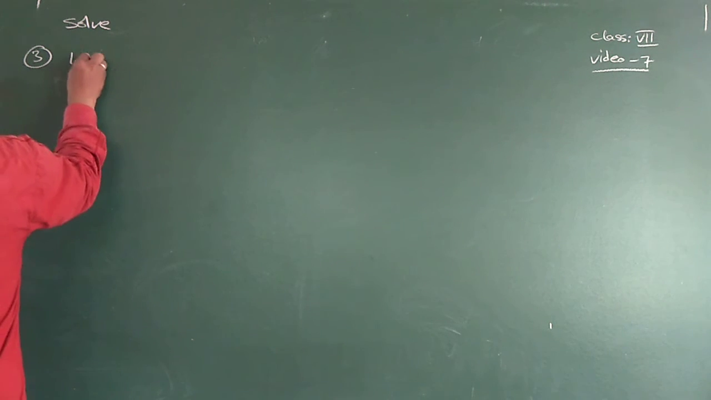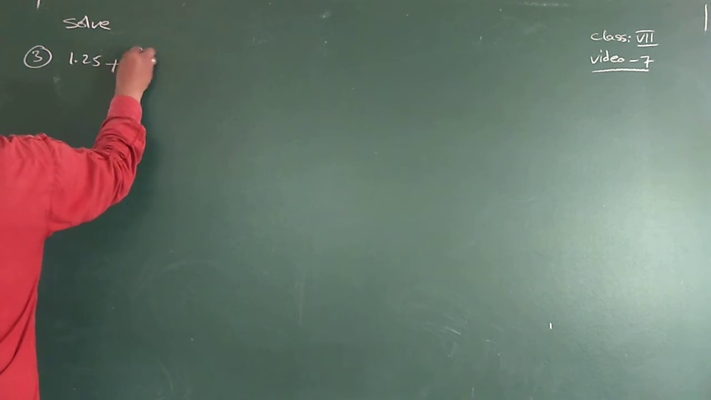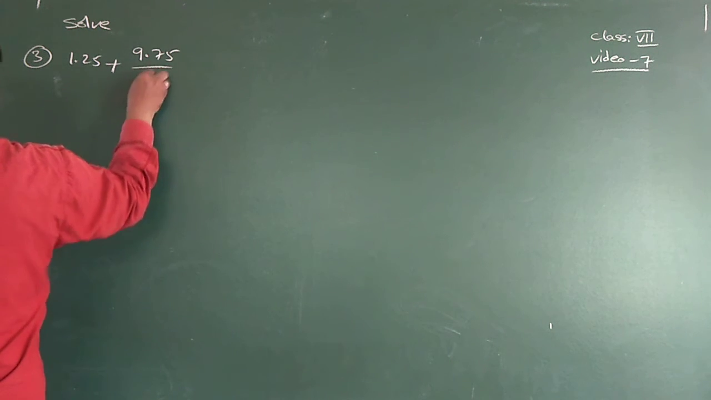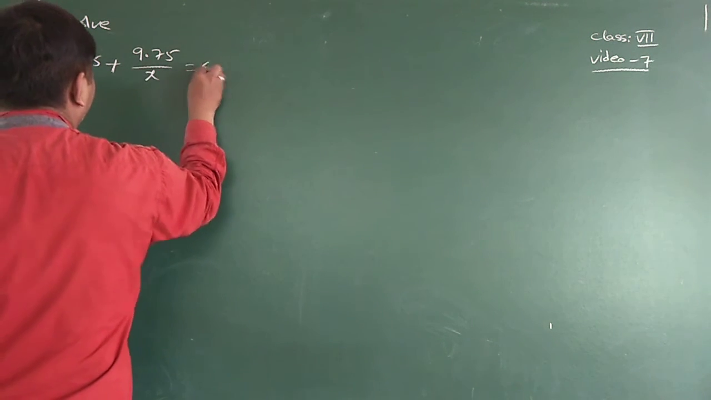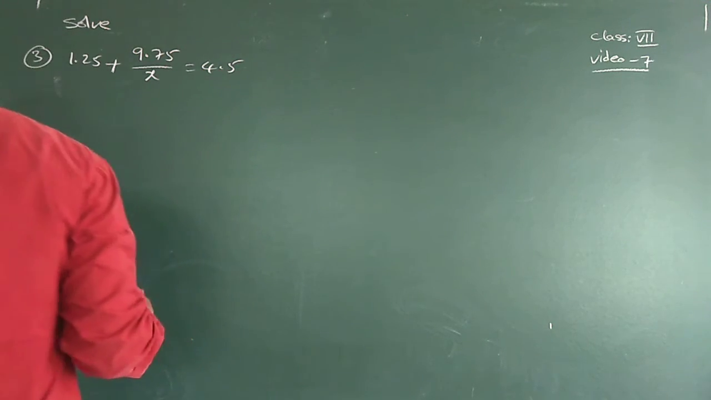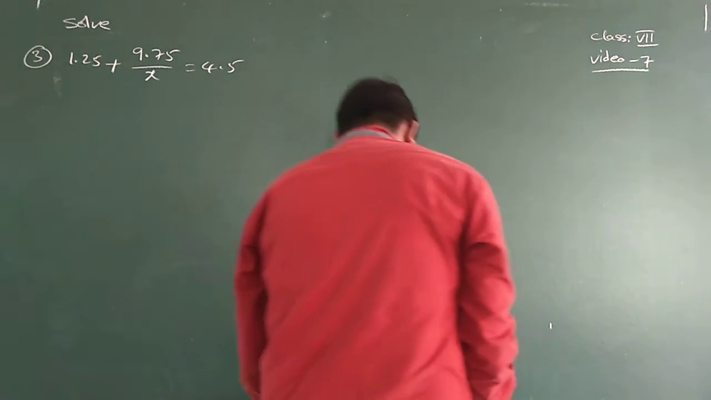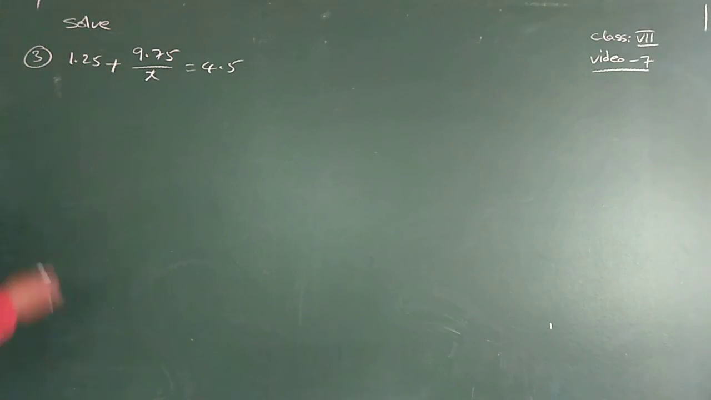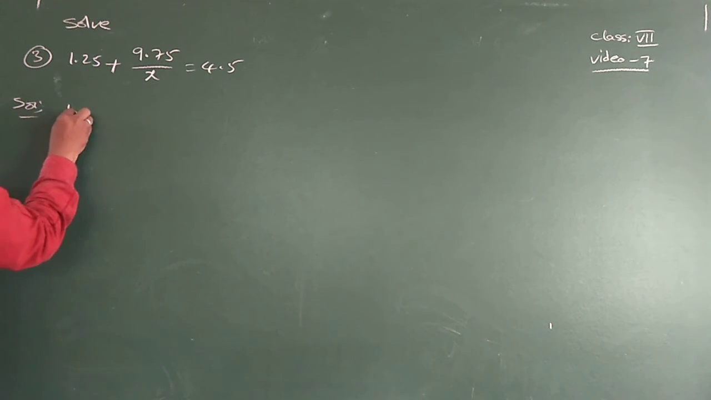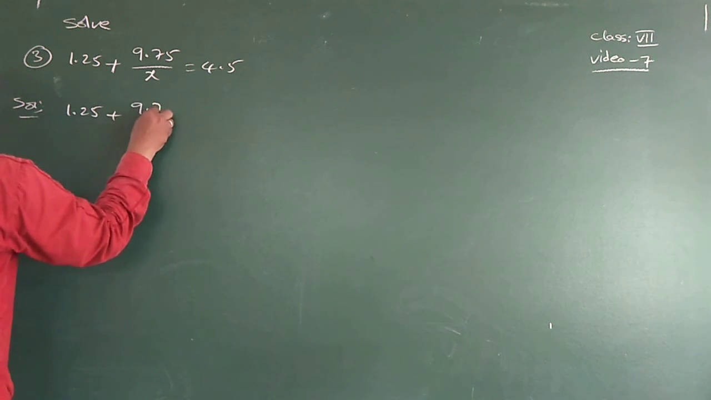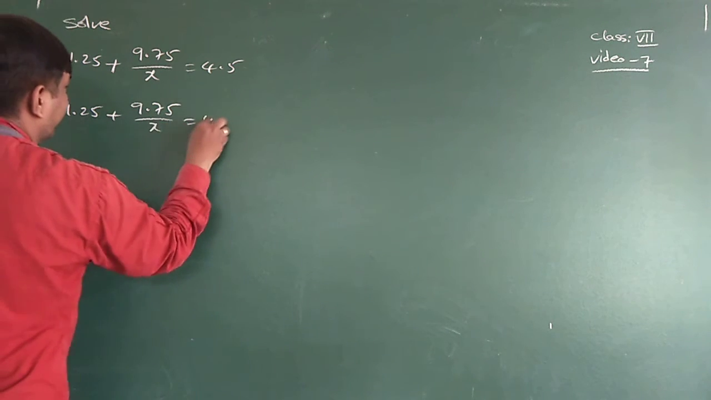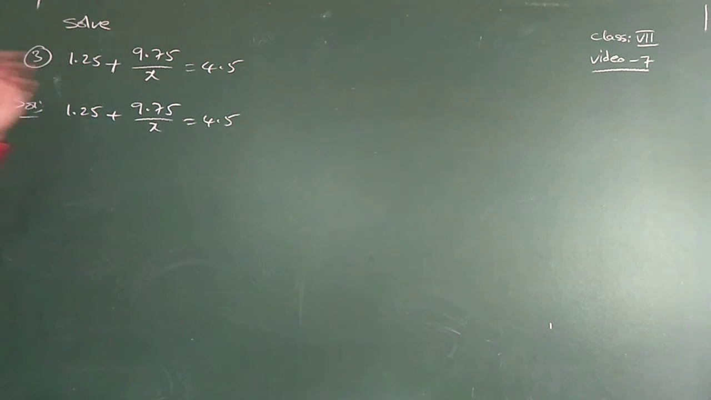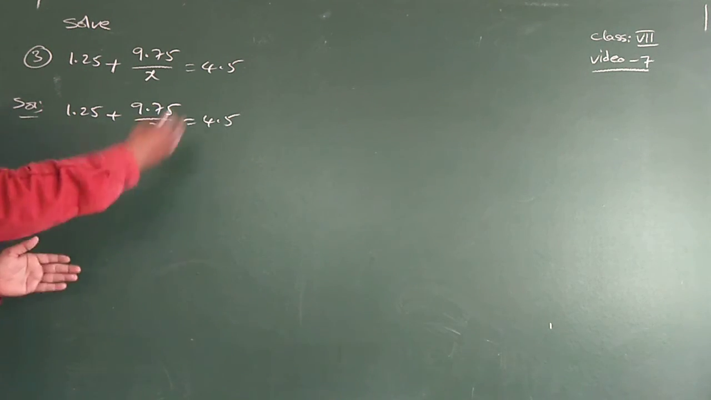Solve 1.25 plus 9.75 by x is equal to 4.5. See here, the given question is 1.25 plus 9.75 by x is equal to 4.5. Here the variable is in the denominator. Two terms are there: this is a constant term, and this one is combined with the variable. First, I will simplify the constant.